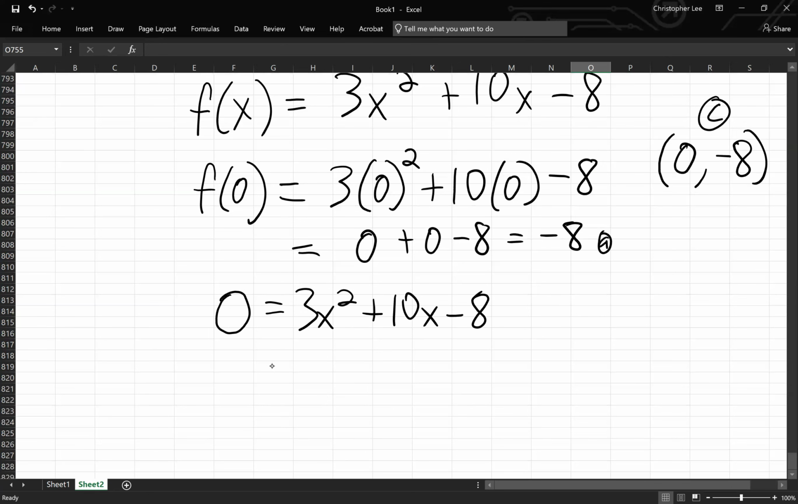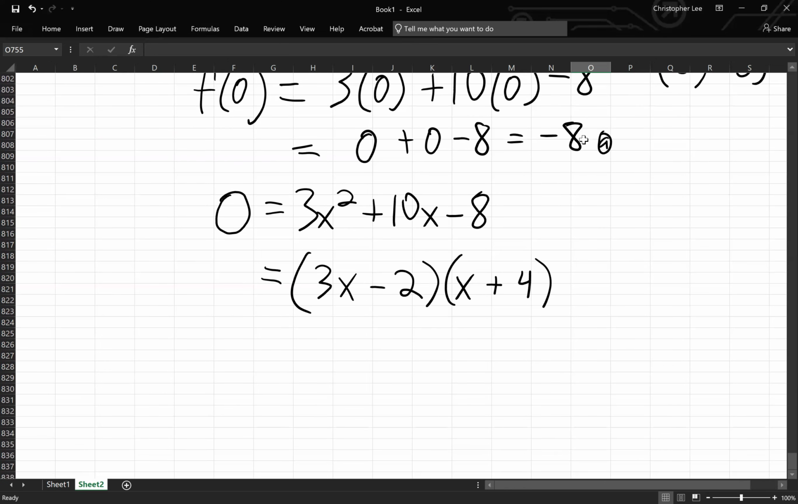So what you want to do is factor this. Oh boy, what's this going to be? 3x, x. Y'all can use the AC method to figure this out. I'm just going to do this in my head real quick. So 3x, let's see. I'm thinking plus 4, minus 2, something like that. That looks right. Yeah. All right. Equals 0.